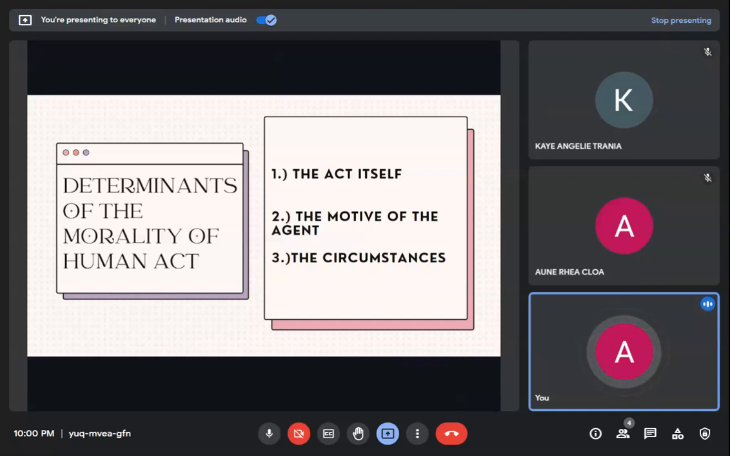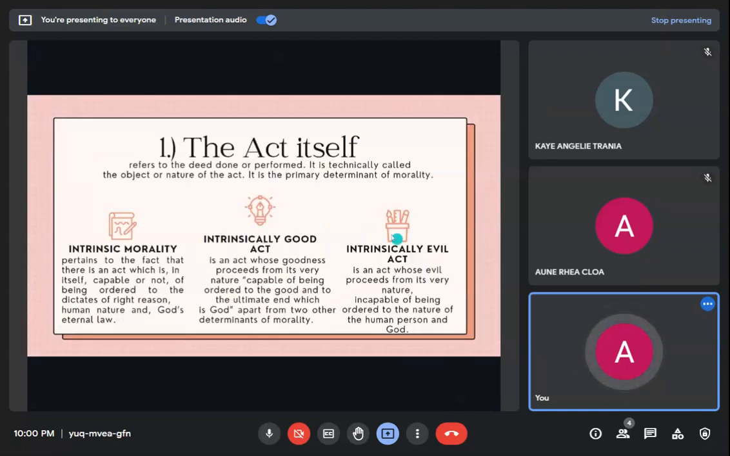When we say the determinants of the morality of human act, this will help us determine whether something is moral or immoral. There are three determinants of the morality of human act, namely the act itself, the motive of the agent, and the circumstances. First, we have the act itself.